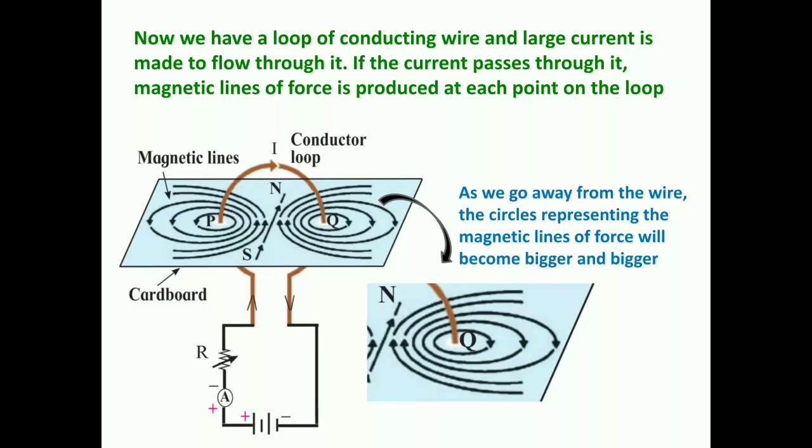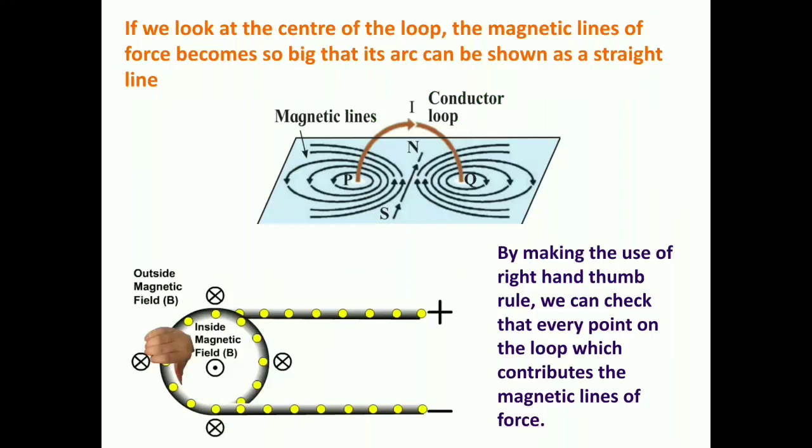Consider the circuit. Now we have a loop of conducting wire and a large current is made to flow through it. If the current passes through it, magnetic lines of force are produced at each point on the loop. As we go away from the wire, the circles representing the magnetic lines of force become bigger and bigger. If we look at the center of the loop, the magnetic lines of force become so big that the arc can be shown as a straight line.